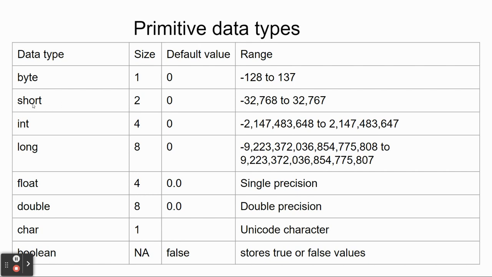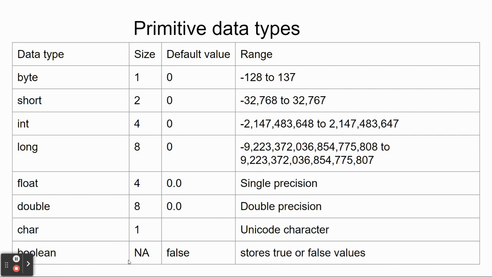Okay, so if I'm having short, it will take 2 bytes. For the integer, it will take 4 bytes. For the long, it will take 8 bytes. Float, it will take 4 bytes. Double, it will take 8 bytes. Character and boolean, it will not take any size.